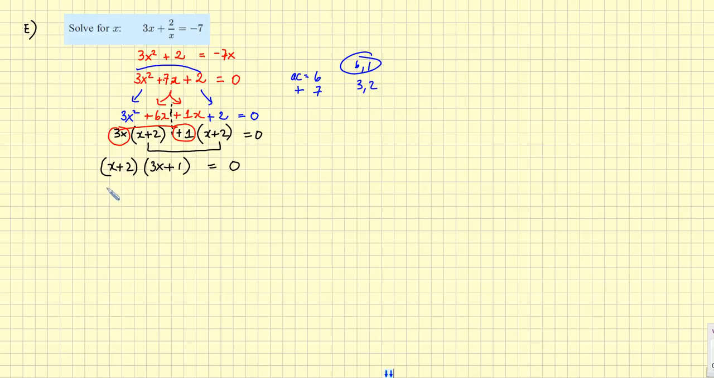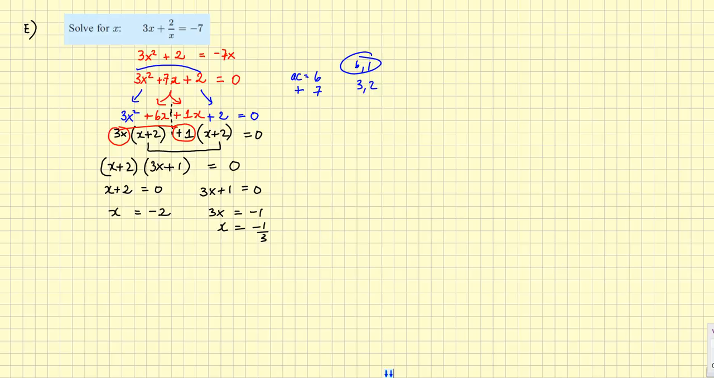So now again, using the null factor law, we have x plus 2 equals 0, or 3x plus 1 is equal to 0. Both solutions must be given, so that x is equal to negative 2, or 3x equals negative 1, and x equals negative 1/3.